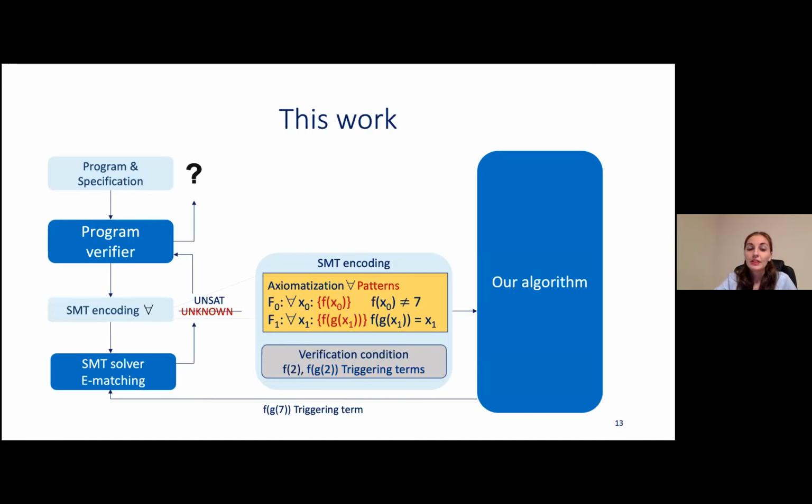What one would need is the triggering term f of g of 7 to show the unsoundness. And this is exactly what our algorithm does. Having an SMT encoding for which Vampire returns unknown, our algorithm generates the necessary triggering terms that enable the solver to complete the proof. And now, having this information, knowing that f of g of 7 is the problematic case, the developer of the axiomatization can now fix the axiomatization by adding, for example, the precondition x0 different than g of 7 to the formula f0.